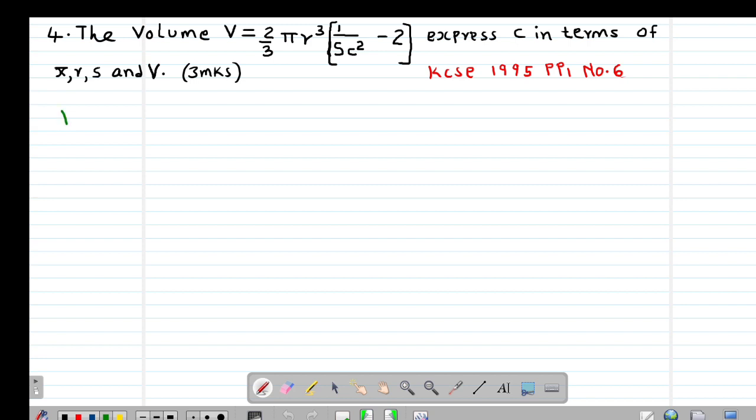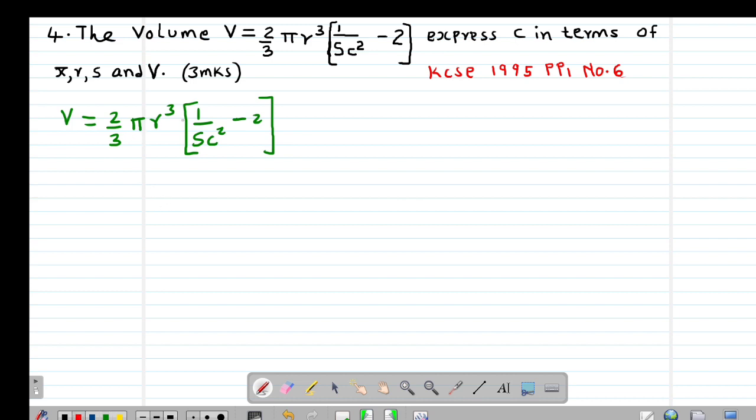We are told that V is equal to 2 over 3 pi r cubed, then into brackets we have 1 over sc squared, then minus 2. Then you are being told to express c in terms of pi, r, s and v. So in short, they want us to make c the subject of the formula.